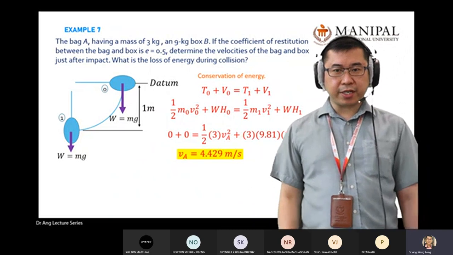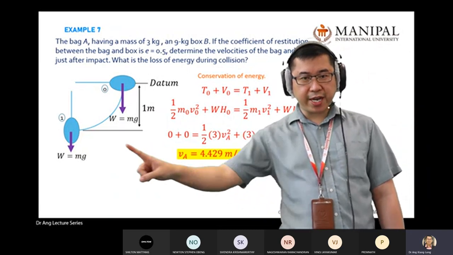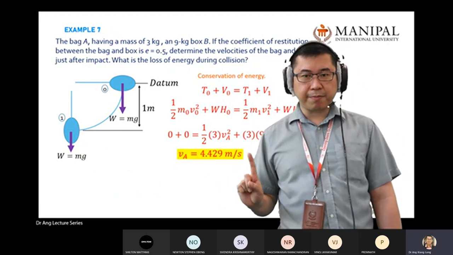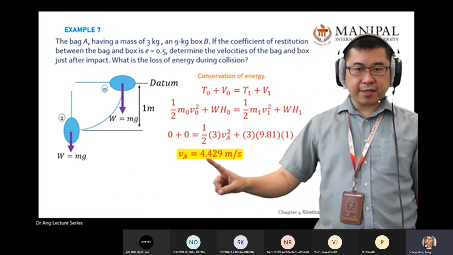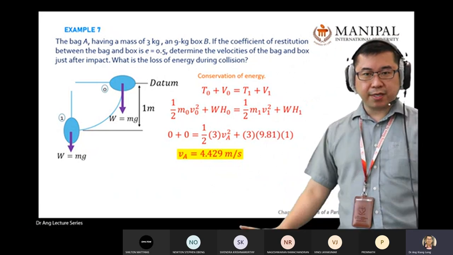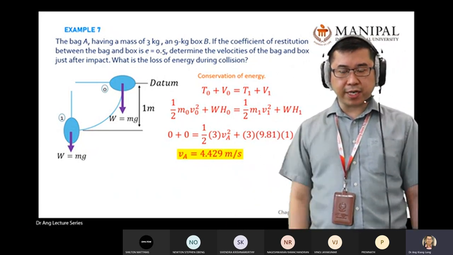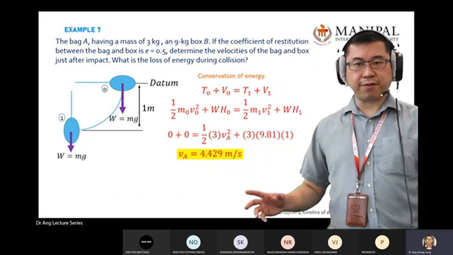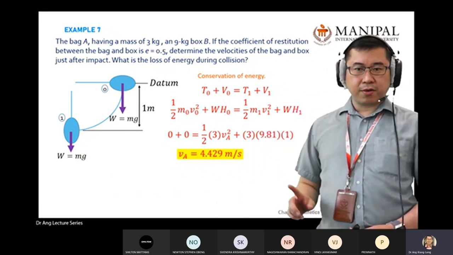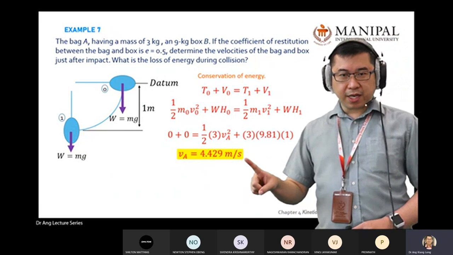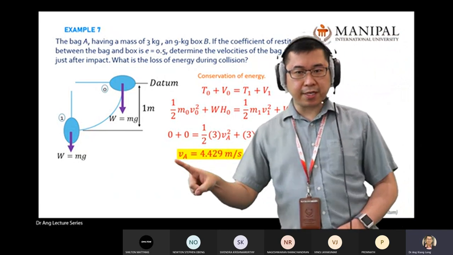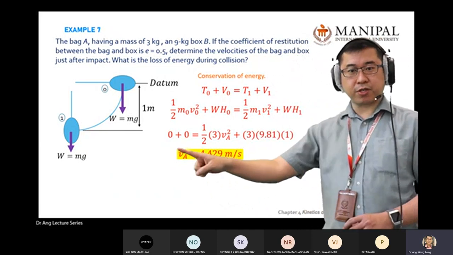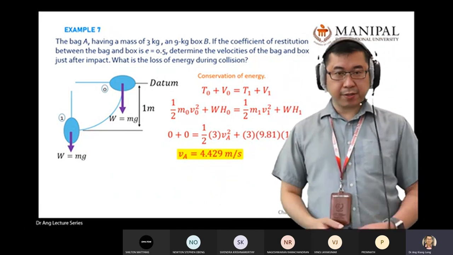Then you rearrange the equation and solve VA at this point, equal to 4.4 something meter per second. In the test, minimum 2 decimal places, maximum recommended 3 decimal places, not more than 3 in the test or final exam. Answer with the unit. Again, if you forget the unit, 50% discount for the marks. If this is 2 marks, you only score 1 mark for the answer.